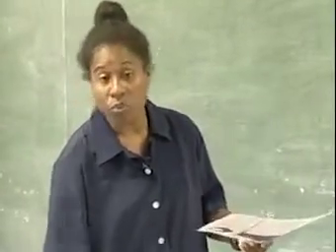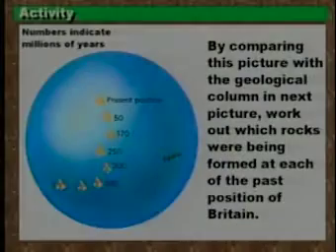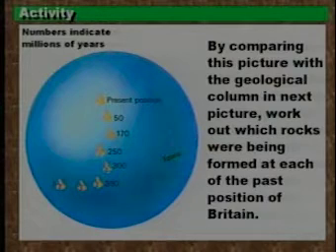Okay, and those then will be the 4 questions that you're going to work on for our revision work. We can start off now with the first one. The first question is basically looking at the position of Great Britain, looking at the table, and then working out what type of rocks were being formed at each of the past positions of Great Britain.